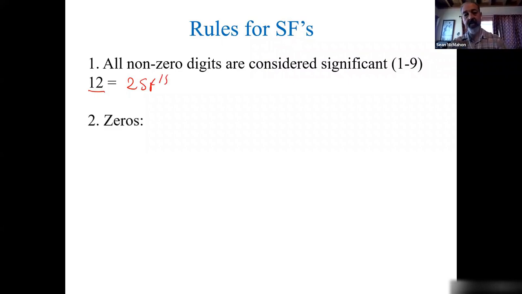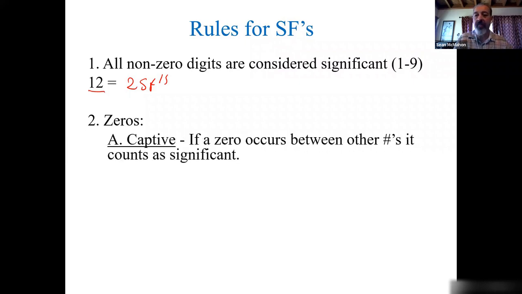Where does it get difficult? The zeros, right? Why? Because there's pretty much 3 different types, and they're tricky for students. So I'm going to give them, like I said, goofy little names to help you memorize. So the first one I called the captive zero. The captive zero is held between non-zero digits, okay? And they always count as significant.